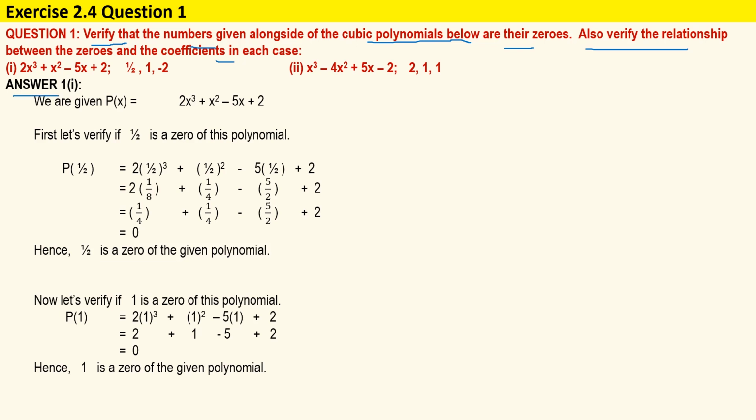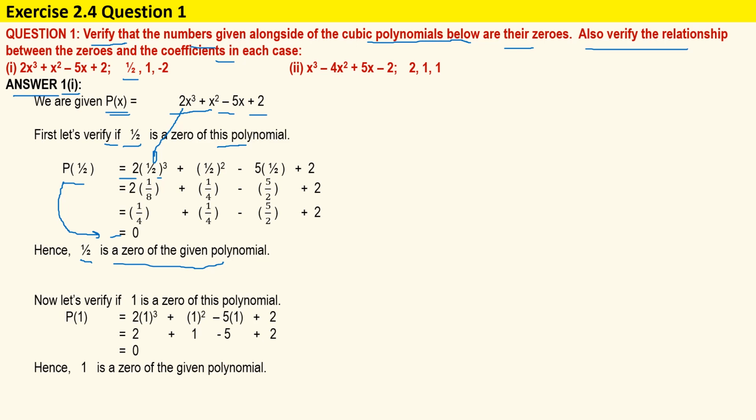Let's solve the question number 1, part 1. We are given the polynomial, and let's denote it by p(x), that p(x) is equal to 2x^3 + x^2 - 5x + 2, and we are also given the number 1/2. So let's verify that if 1/2 is a zero of this polynomial or not. So p(1/2) will be equal to 2 times (1/2)^3, plus (1/2)^2 minus 5 multiplied by 1/2 plus 2. Once simplified, this makes p(1/2) equal to 0, and since this is equal to 0, the 1/2 is a zero of this given polynomial.